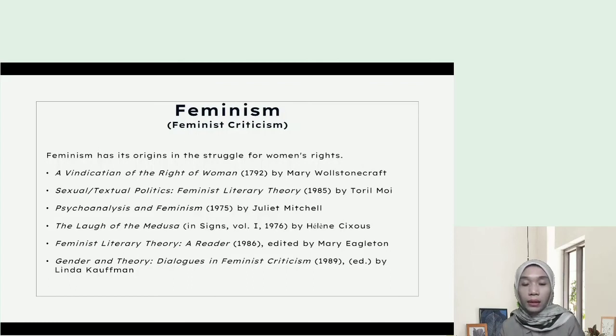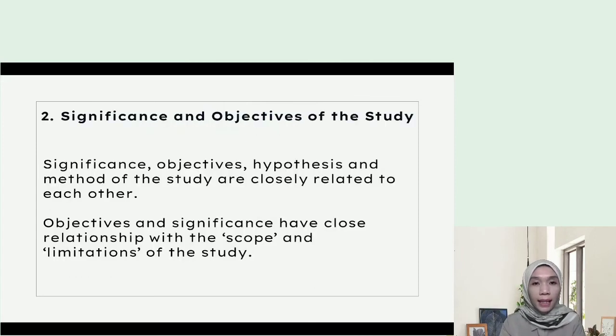How do you know that? By doing the reading and the reading. Reading the novel, read and read again, and then you need to read on the topic or the main issue, what has been done before. Again, reading. Right, and the second one, significance and the objectives of the study.